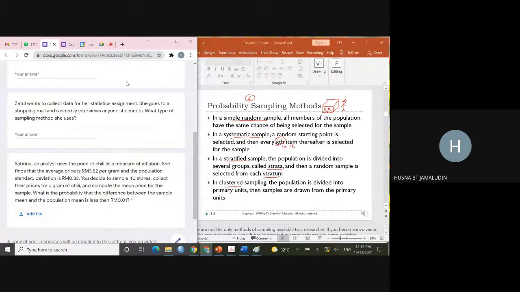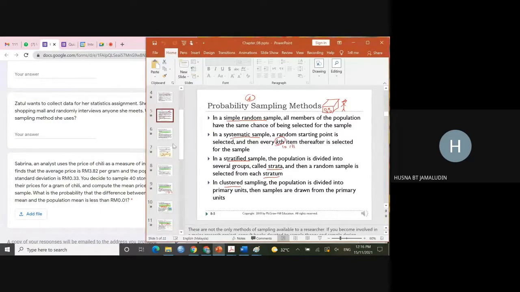Okay, so in this case, why is it not random sampling, even though you put random? Random here is the normal English term, meaning that whenever you meet someone, you randomly interview them. But in statistics, it is not called random. For random, okay, so let's see the notes.